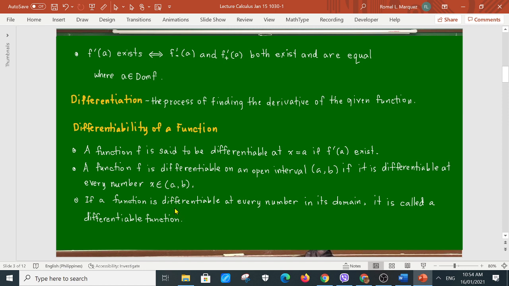Like for instance, a polynomial function is a differentiable function because at any value of x that you can plug in, the function has a derivative there. Rational function also, as long as your x is in the domain. Every time you input a value of x that is in the domain of the rational function, the derivative exists.